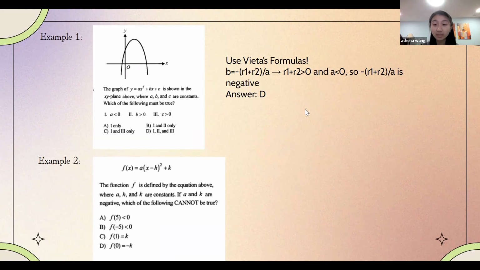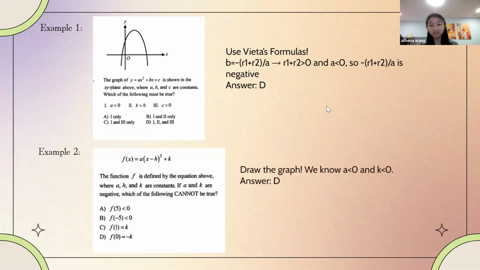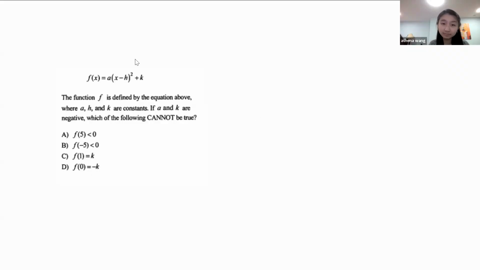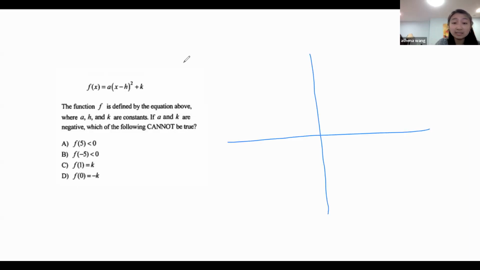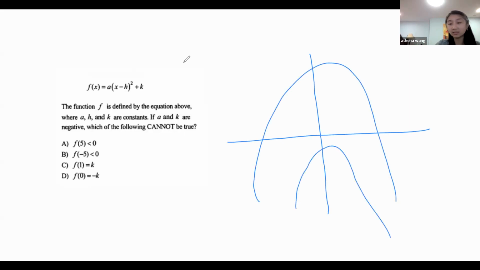Okay, so the trick to this one is to draw the graph. We know that A is less than 0 and K is less than 0 because that's what we are given. Then we can get that f of 0 cannot be negative K. If we draw this graph, this parabola is going downwards because A is less than 0. So it can be anywhere like that. But we are also given that K is less than 0.